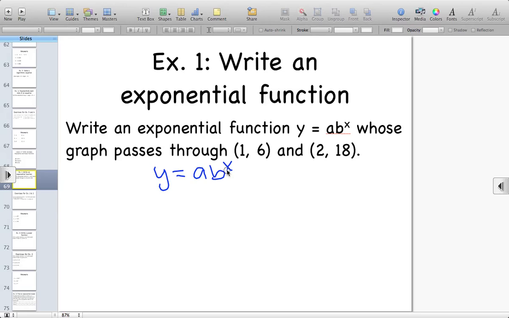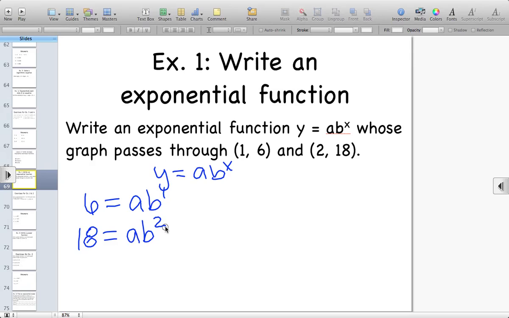Well, sometimes when you have 2 points, you can figure out a linear equation, figure out the slope and plug it in, and you find the linear form. So if we want to find an exponential equation, we do a similar thing. We're going to take both of these points and plug them into the formula and solve for a and b. So, step 1, take point 1, so substitute in 6 for y and 1 for x. Take the second point, substitute in 18 for y and 2 for x.